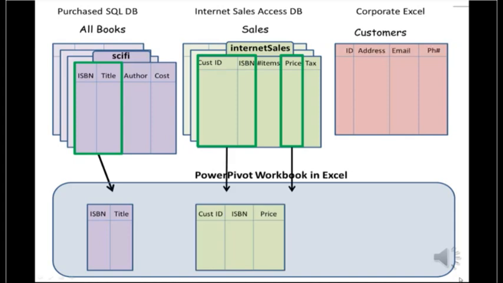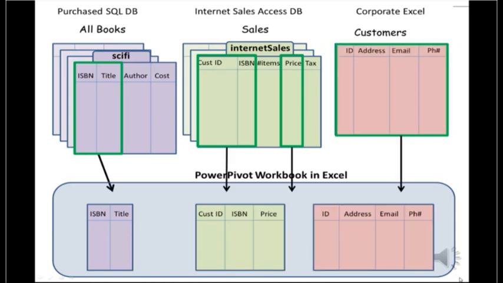Now my PowerPivot workbook in Excel contains all the data that I need for my analysis. However, I still can't create my analysis until I join the data together. Basically, I want to make sure my tables of data can all talk to each other. I join the data together by creating relationships between the tables I imported. Creating relationships is covered in detail in another video and also online.